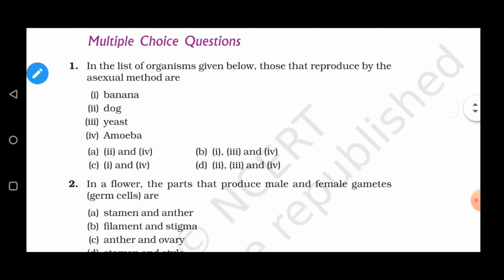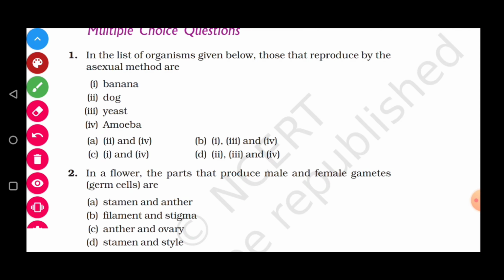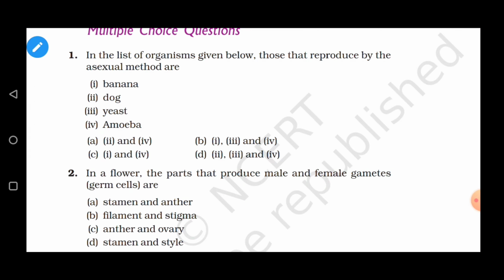First question is: in the list of the organisms given below, those that reproduce by the asexual method are. यहाँ पे कुछ organisms की हमें list दी गई है और हमें find करना है इनमें से कौन सा organism में reproduction asexual mean से होता है. So the correct option is banana, yeast and amoeba. All these three organisms can reproduce through the asexual means.